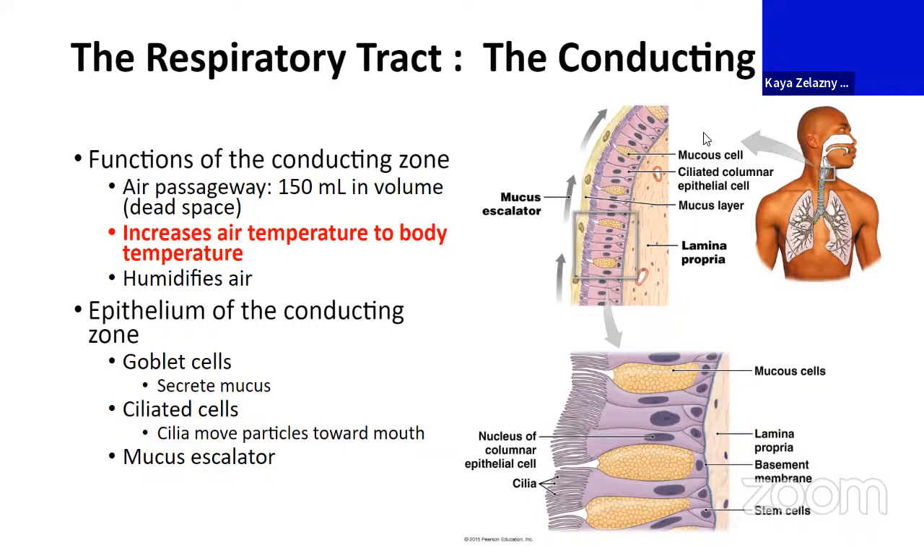We had mentioned that the conducting zone is partially for warming up that air, humidifying it, so that when it hits your lungs, it's not too painful. We've got a nice environment there in those delicate tissues doing gas exchange. And we have some sort of protective properties in the conducting zone as well.